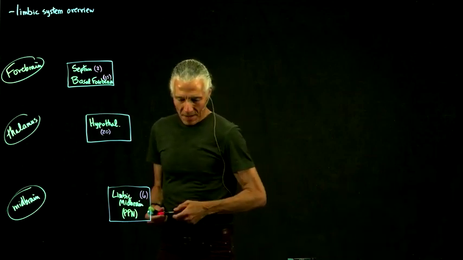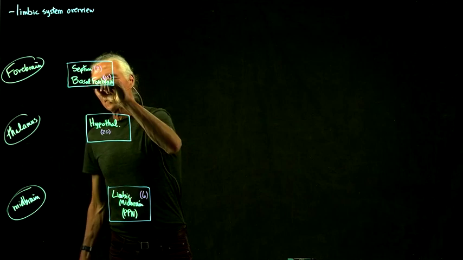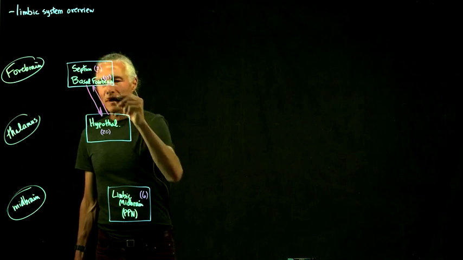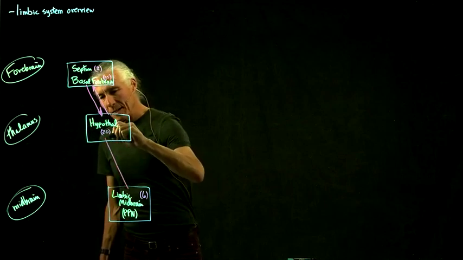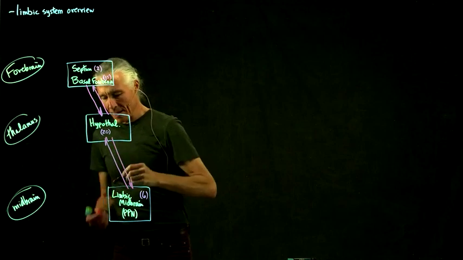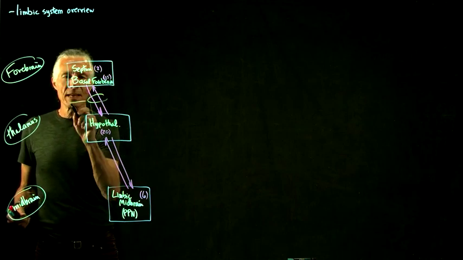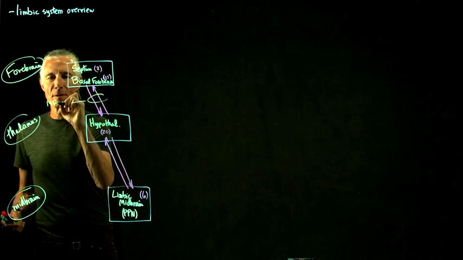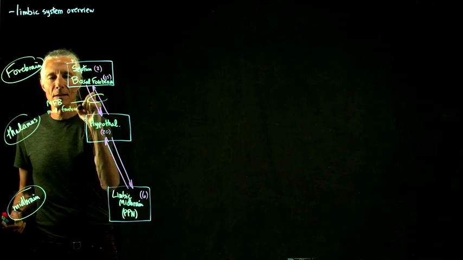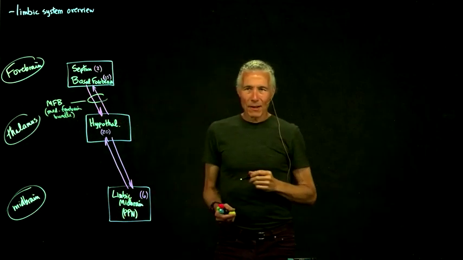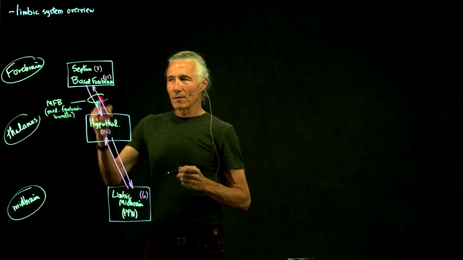So if you look at these structures, you see there's a giant highway of fibers that goes back and forth between the basal forebrain and the septum, the hypothalamus, and the limbic midbrain. And this thing is called the medial forebrain bundle. And it's a highway. It's got like 50 things going every which way in it.